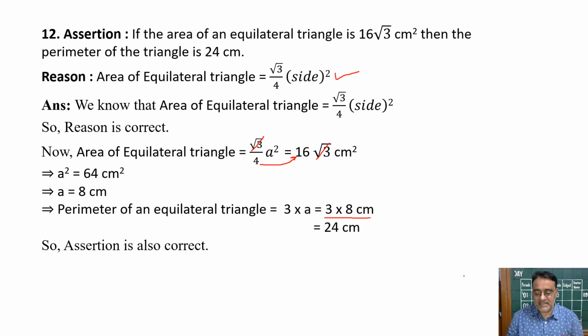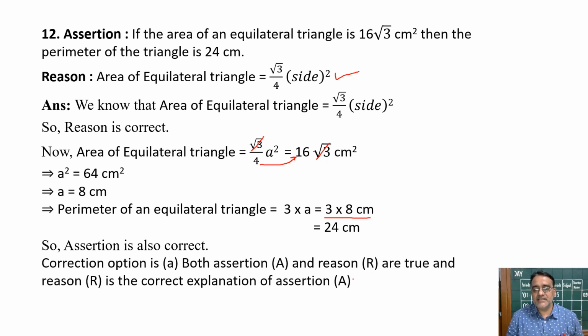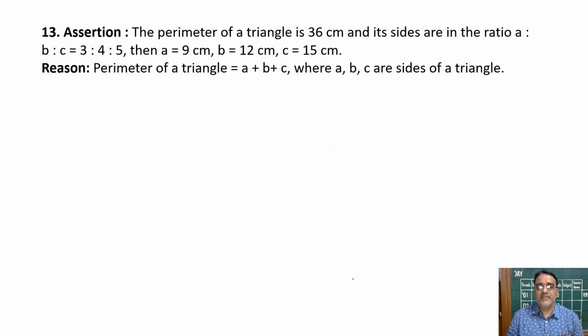So which option is the correct one? Option A, right. Both assertion and reason are true, and reason is the correct explanation of assertion, right? So now we are moving toward question number 13. The assertion: the perimeter of a triangle is 36 centimeter, and its sides are in the ratio a is to b is to c, that is equal to 3 is to 4 is to 5.